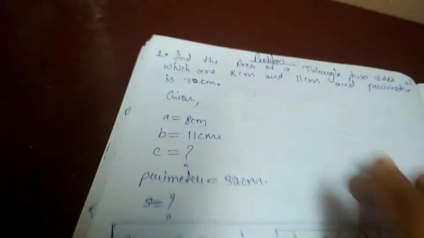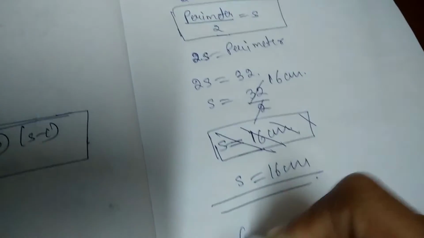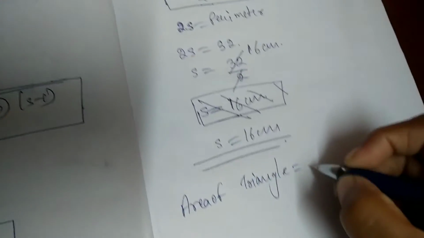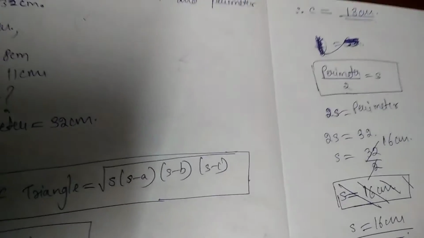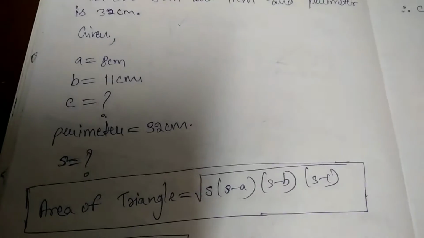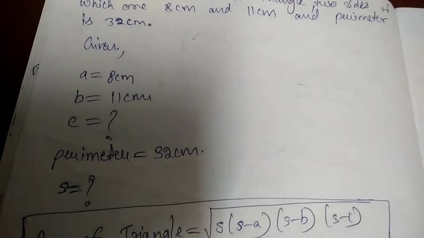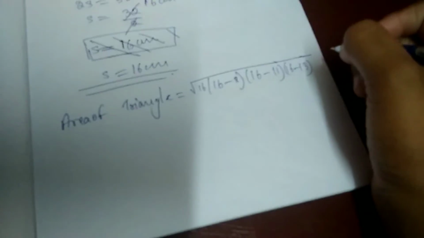So now you have what? The value of C and S. So what is the formula? You know the formula. Just write the formula, area of triangle. And you know the formula, just put root. What is the value of S? 16. So 16 minus what do you get? 8. See, you can look at the formula values. 16 minus 8. Then again, what is the value? 16 minus 11. Then what is the value here? 16 minus 13. Just put it here. This is how the formula looks.